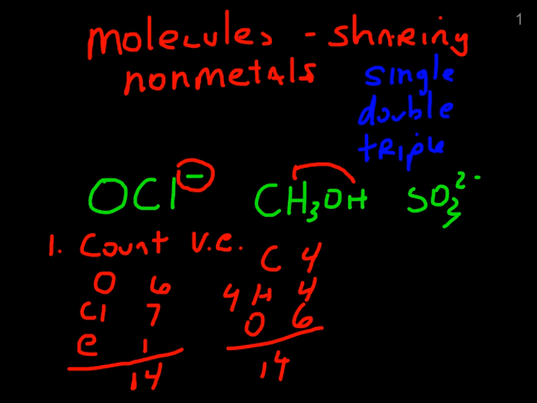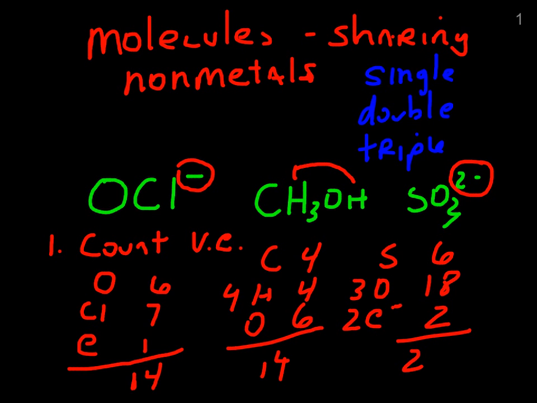In the SO3 2 minus, sulfur has 6 valence electrons. I have 3 oxygens at 6 apiece, makes 18. And just like in the OCl minus where I added an electron because of the negative charge, here I'm going to add 2 electrons because that's what the formula says, so I'm going to add a 2 to that total, and I end up with 26. Alright? So these are the electrons that I'm going to use to build these molecules.